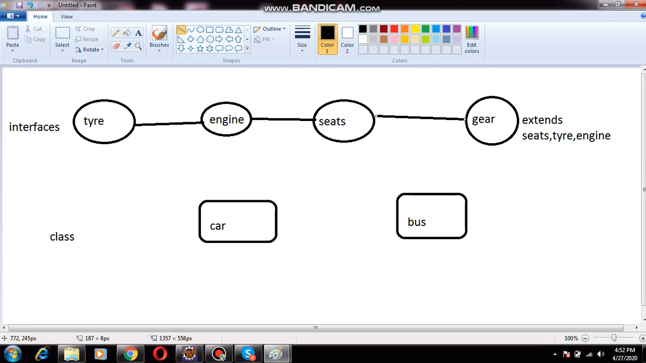At a time we can extend multiple interfaces. This is possible only with the help of the interface concept. Now I hope everyone is clear. How many interfaces am I using? 1, 2, 3, 4 interfaces. What is my fourth interface? Gear. Now how am I relating?